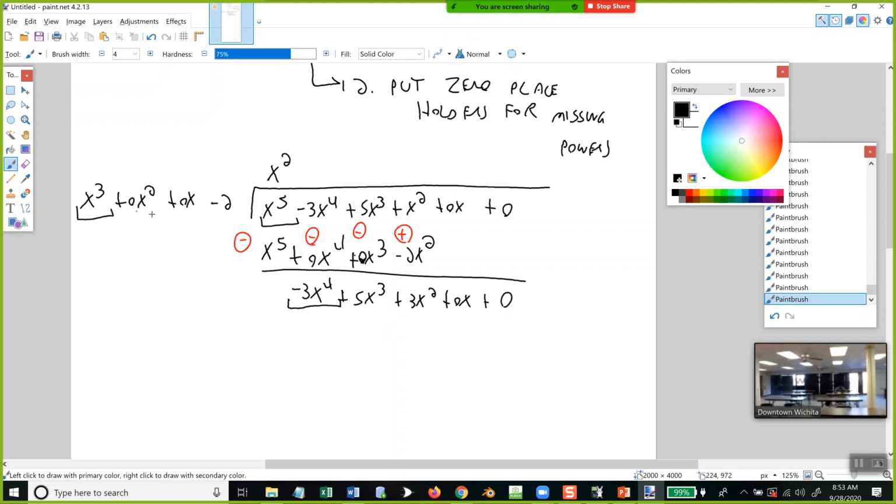Again, we look at the first term of each side, what goes up on top. You ask yourself what times x to the third gives you negative 3x to the fourth. That'd be negative 3x. Whatever you put up on top, you multiply by what's out in front. Negative 3x times x to the third is negative 3x to the fourth. Negative 3x times 0x squared, negative 3 times 0 is 0, and x times x squared is x to the third. Negative 3x times 0x, negative 3 times 0 is 0, and x times x is x squared. And negative 3x times negative 2 gives us a positive 6x.